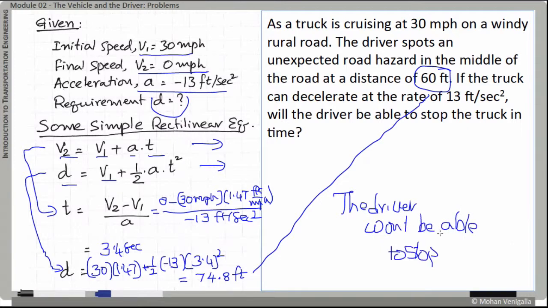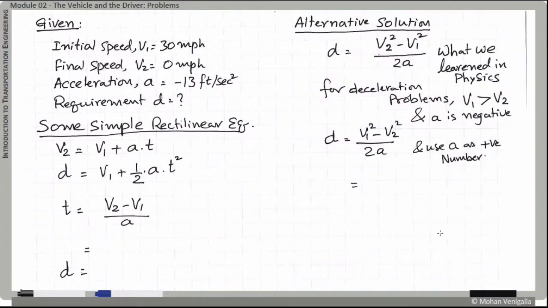There is an alternative way to solve this problem as well. Let's see how to do that. The alternative way is another equation of rectilinear motion. d is given as a function of final velocity, initial velocity, and acceleration. Of course, here v2 can be higher or lower than v1, and a can be acceleration or deceleration. That equation is what we learned in physics.